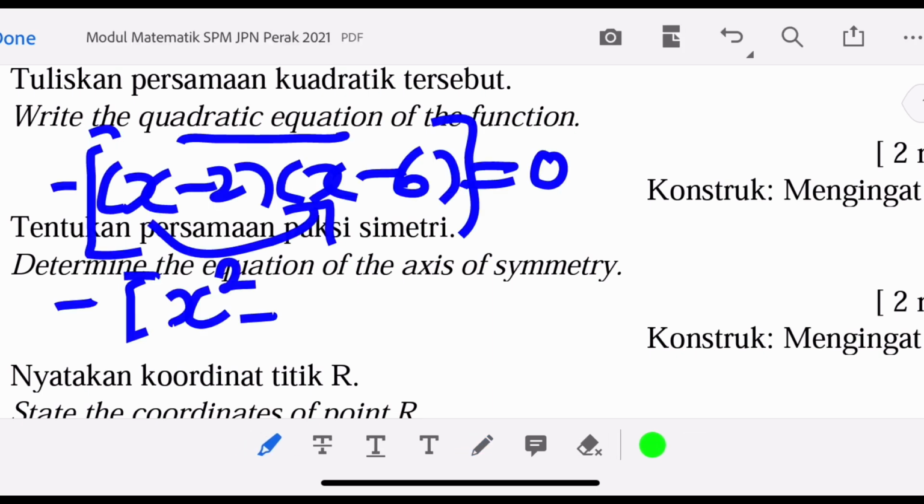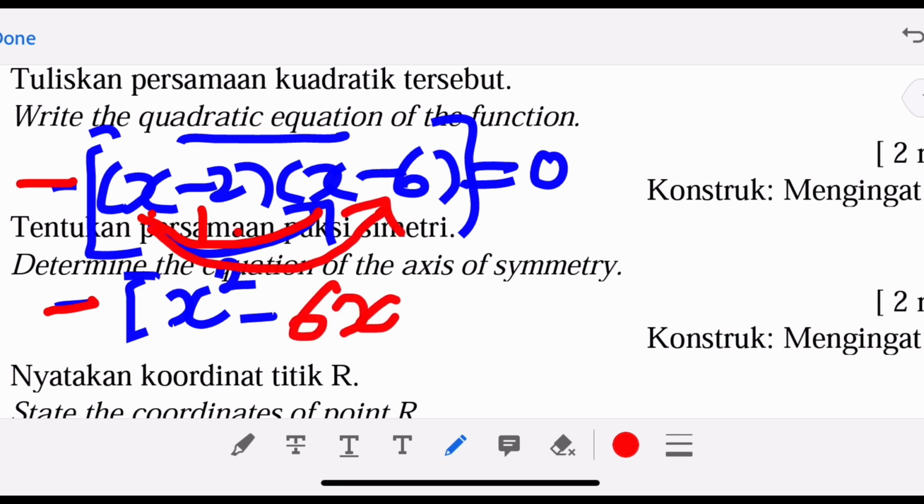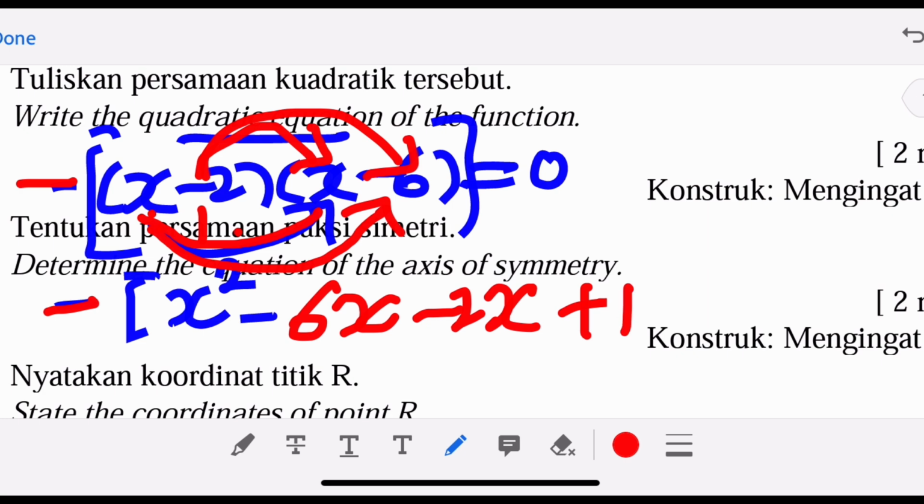Now I'm going to show you how I expand. Negative, x times x. Negative put outside first. x times x will be x squared, right? You always get 4 terms. x times negative 6, negative 6x. Negative 2 times x, negative 2x. Negative 2 times negative 6, plus 12.